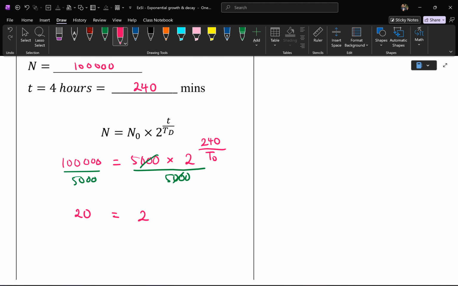20 equals 2 to the power of 240 over TD. You're trying to find TD. Back to this spot. How do I get rid of the exponential? Let's go back to Una again. Last session I asked you this question, see if you've learnt it. How do I get rid of base 2? What do you do?